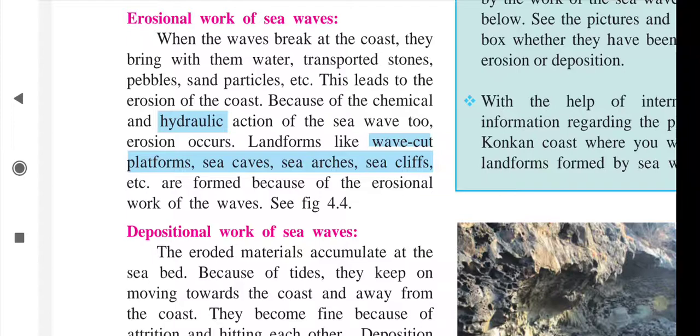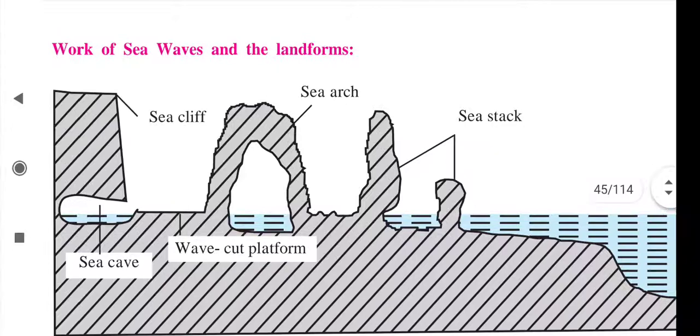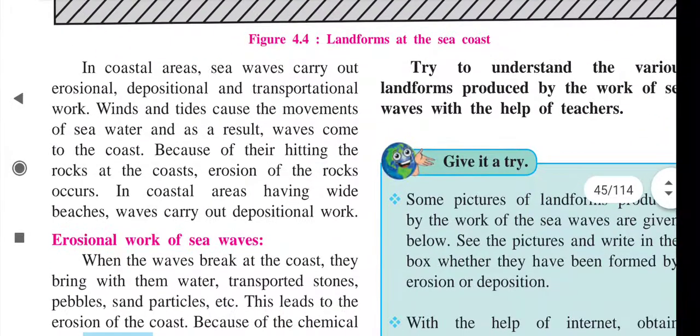Because of the chemical and hydraulic action of the sea wave too, erosion occurs. Landforms like wave cut platform, sea cave, sea arch, sea cliff, etc. are formed because of the erosional work of the wave. Just now we have seen these sea cave, sea cliff, sea arch, sea stack, like that wave cut platform.